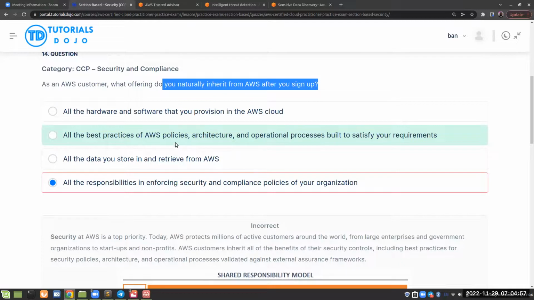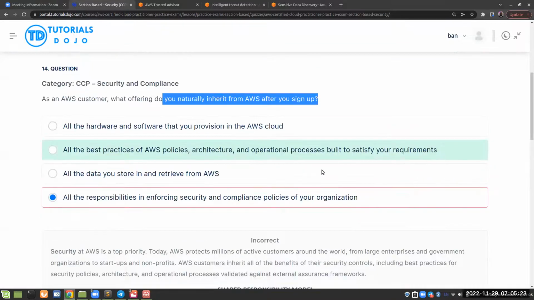All the best practices of AWS policies, architecture, and operational processes built to satisfy your requirements. Now, because AWS is being built with a different set of things in mind, right? Best practice policies, architecture, and operational processes. So when you sign up, you definitely get all of that.